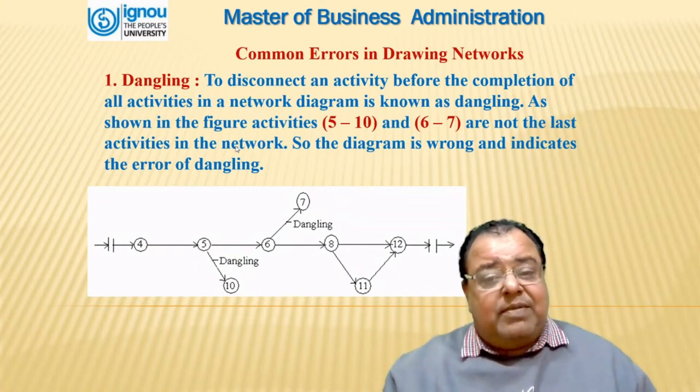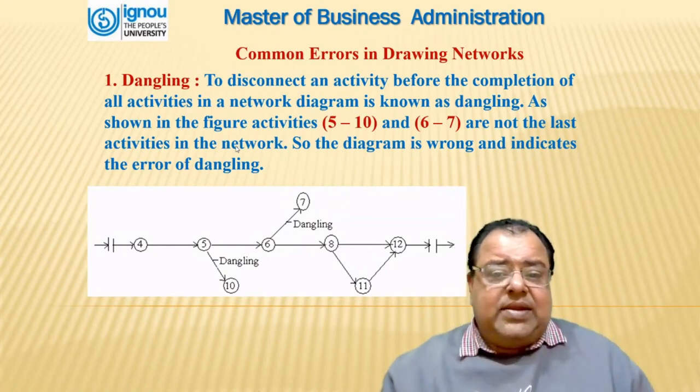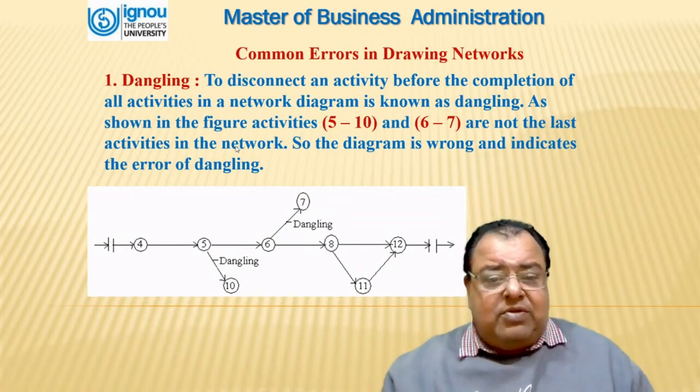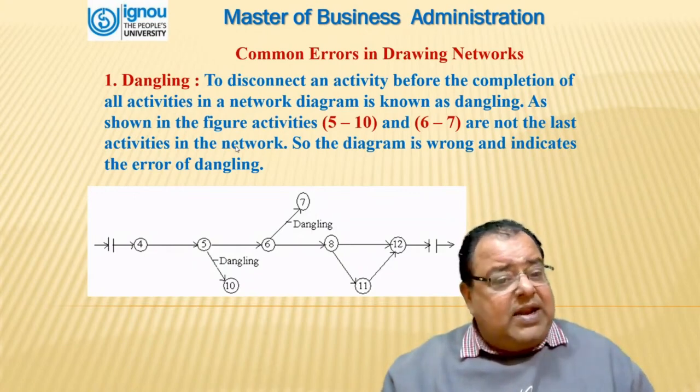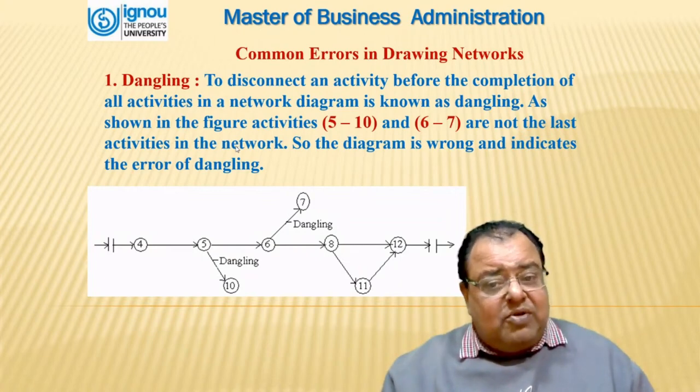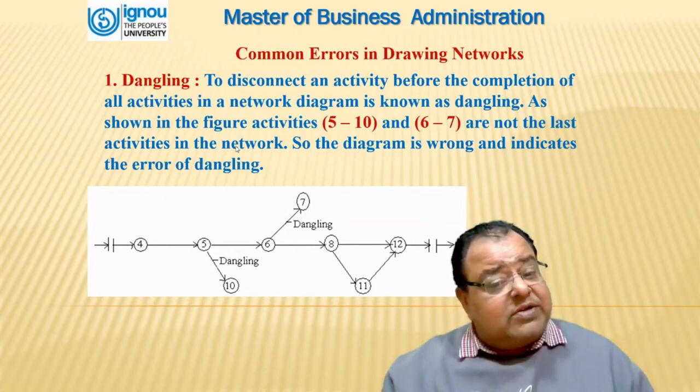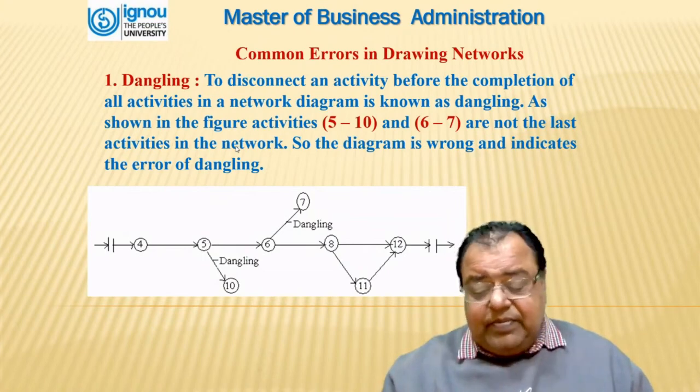First one is dangling. To disconnect an activity before the completion of all activities in a network diagram is known as dangling. As shown in the figure, you can see activities 5 and 10 and 6 and 7 are not the last activities in the network. So this diagram is wrong and it indicates the error of dangling, because 7 is not connected to 8 and 10 is not connected to 6.